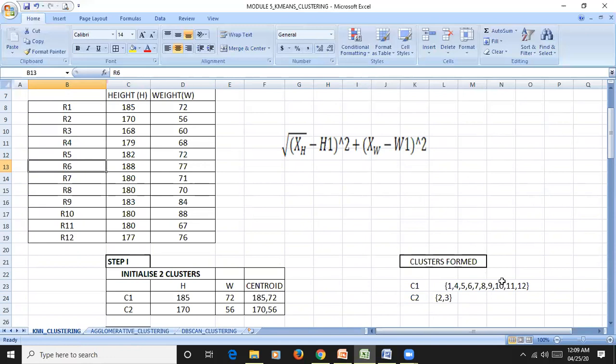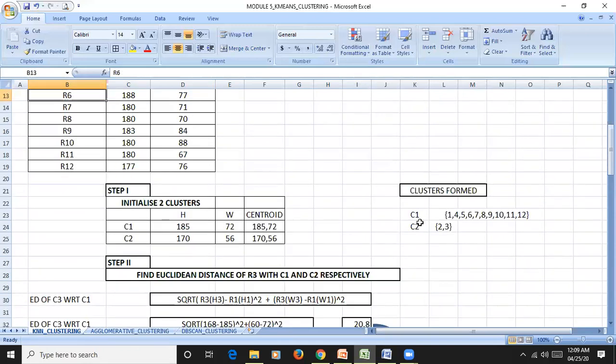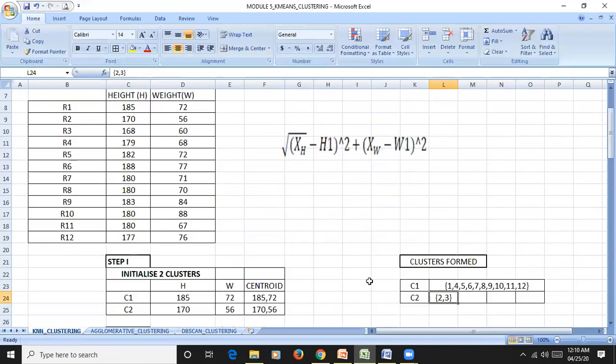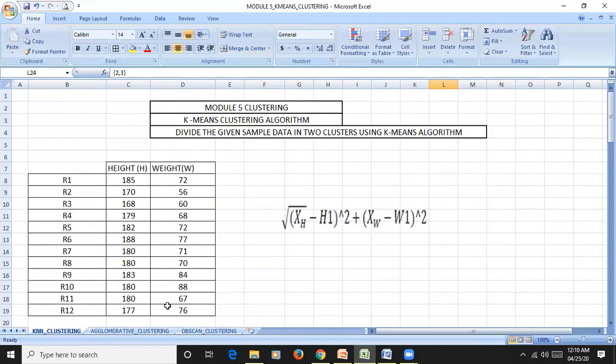Now, at the end, once you solve through R12, this is the answer which is expected. I wish that all of you arrive at this particular answer, which says C1 has all of these rows, and C2 has rows 2 and 3. I want all of you to take this particular example and compute the same by yourself. I hope you have got to know this.